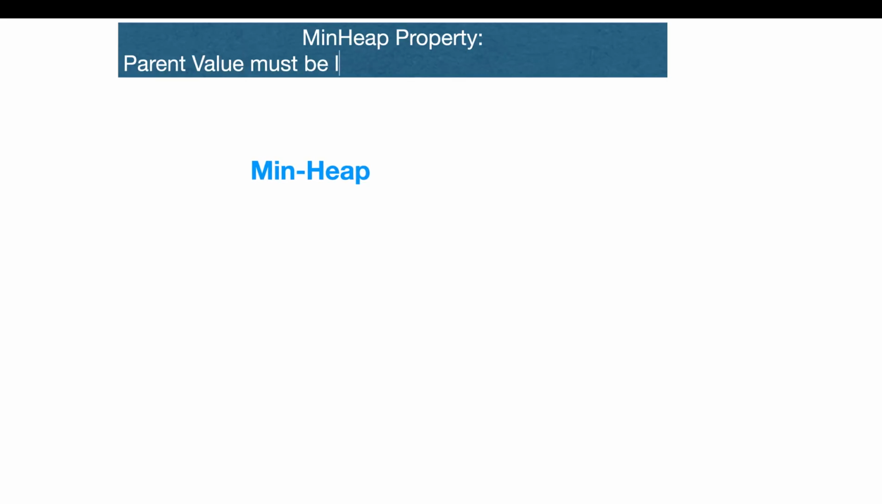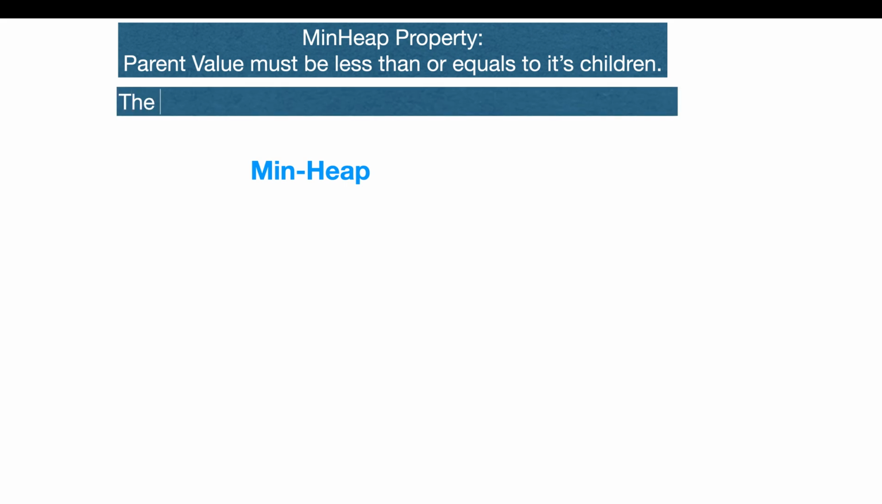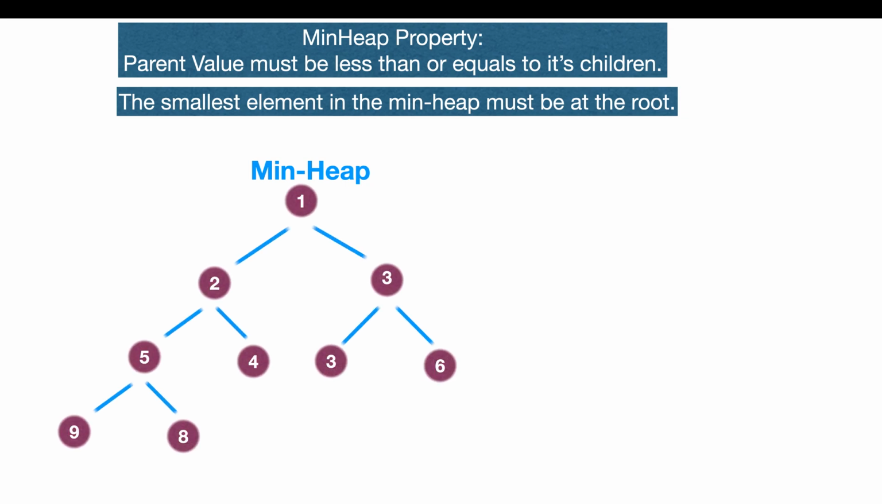So let's talk about MinHeap. The MinHeap property is the parent value must be less than or equals to its children. In a MinHeap, the smallest element is at root so that you can access the minimum element in constant time. So these are the elements which are representing MinHeap.